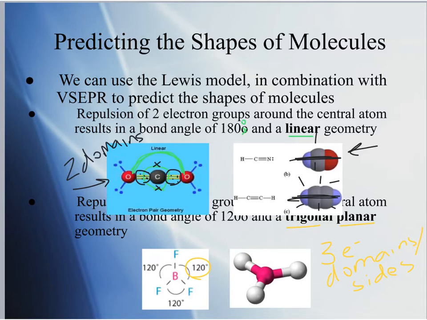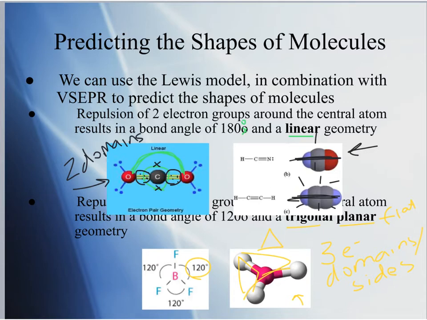Trigonal means triangle, and planar means flat. So we can see from this picture that it literally looks like a flat triangle. Nothing sticking up, nothing sticking down. It's just a flat little triangle. So we call that a trigonal planar.